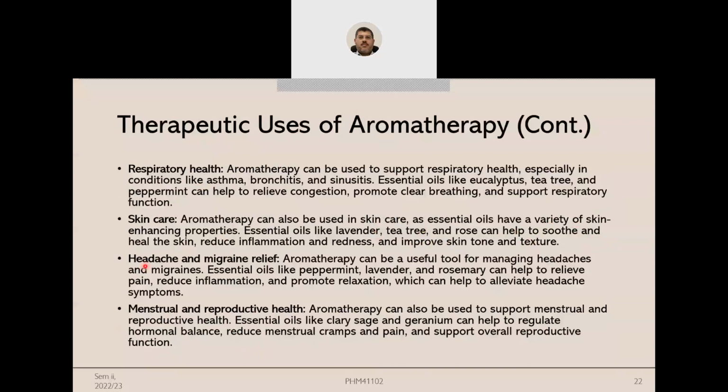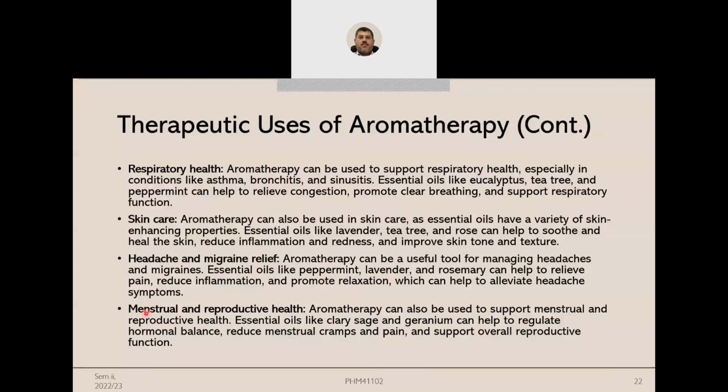For headache and migraine relief, peppermint, lavender, and rosemary can be used to relieve pain, reduce inflammation, and promote relaxation. As we know, stress is one of the causes of migraine, right? Stress can precipitate migraine attacks. So also the relaxing effect of these oils can reduce the episodes of migraine.